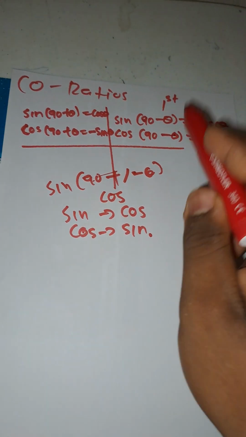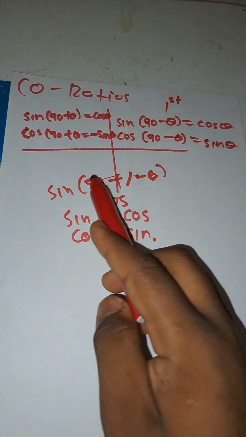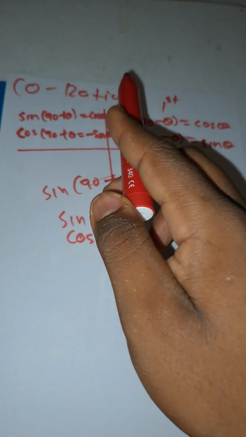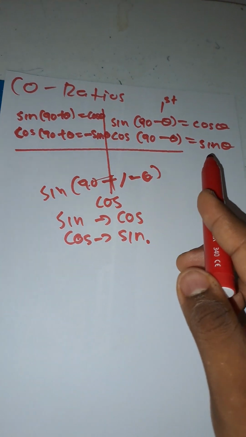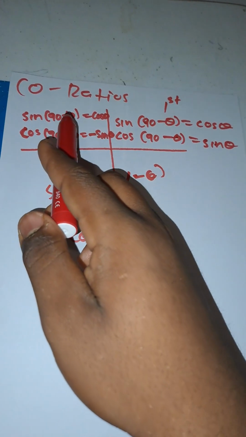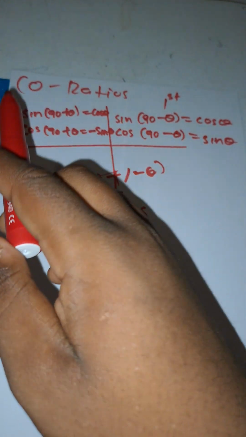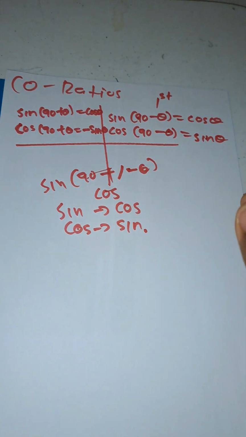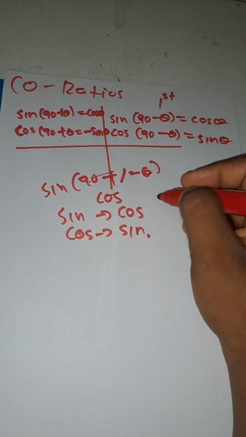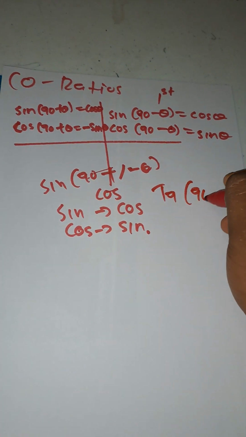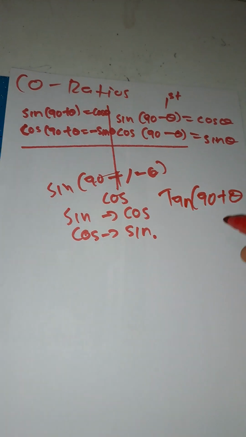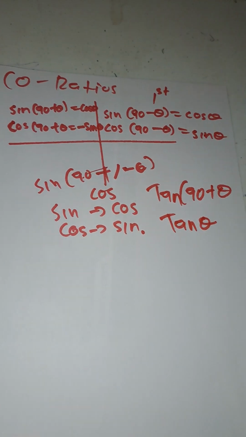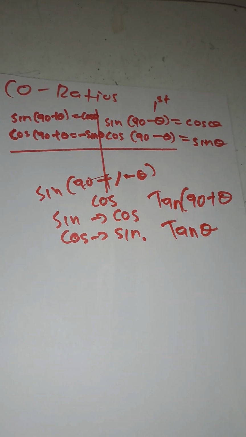Okay, so for co-ratios, 90 changes sine to cos and cos to sine. So for 90 minus theta, sine and cos are positive, but sine 90 plus theta is positive cos theta. Cos 90 plus theta is negative sine theta. Okay, I hope now you understand. But tan 90 plus theta cannot change. It will be tan theta. It will not change. So only sine and cos are changed by 90.